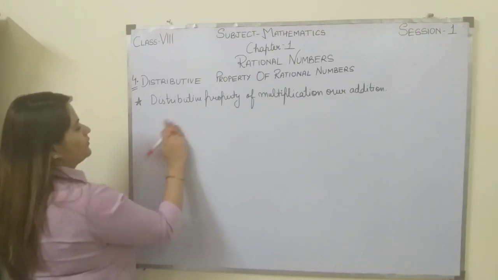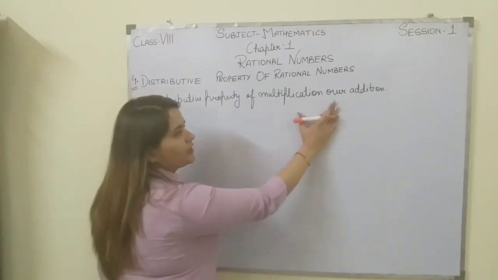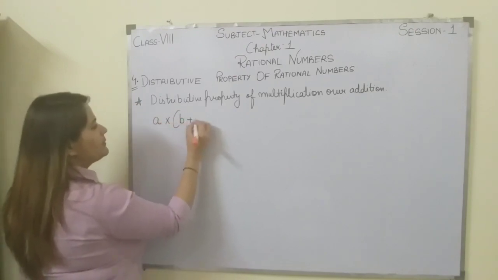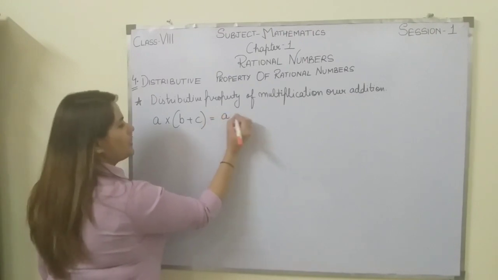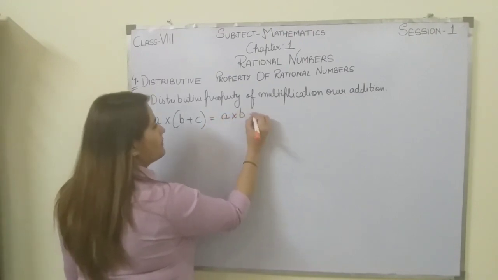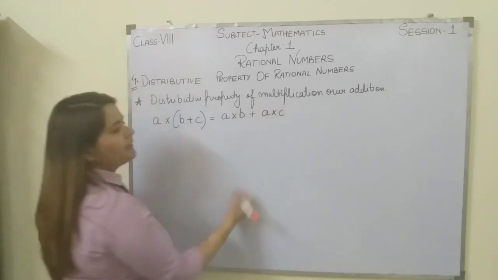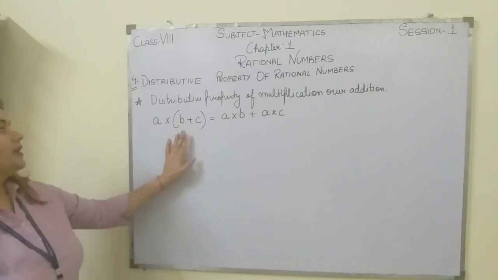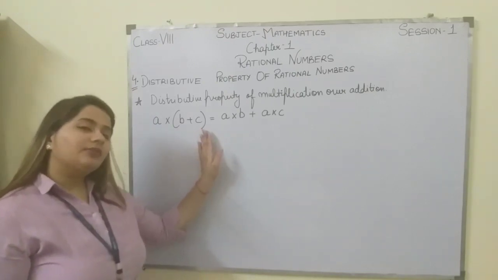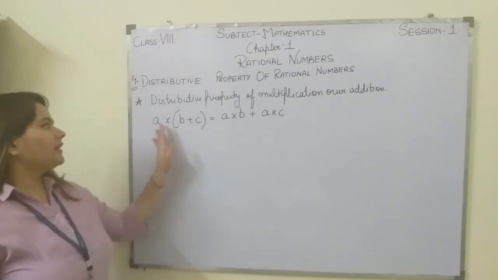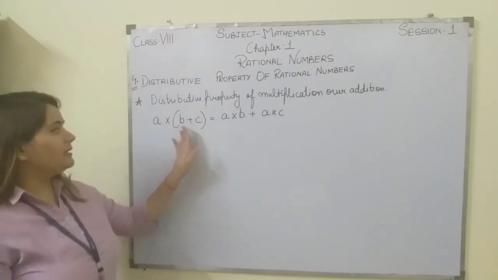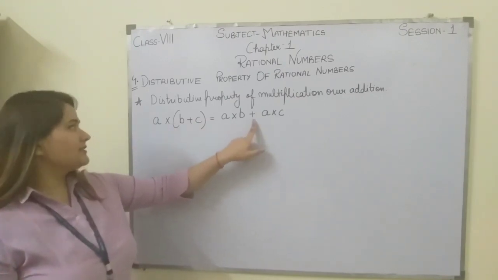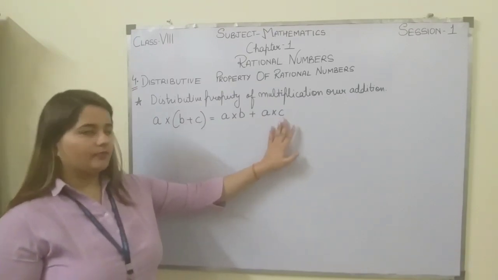So in distributive property of multiplication over addition, we say that A multiplied by (B plus C) is equal to A multiplied by B plus A multiplied by C. This is the distributive property of multiplication over addition. If A, B and C are the 3 rational numbers, then we say that A multiplied by (B plus C) is equal to A multiplied with B plus A multiplied by C.